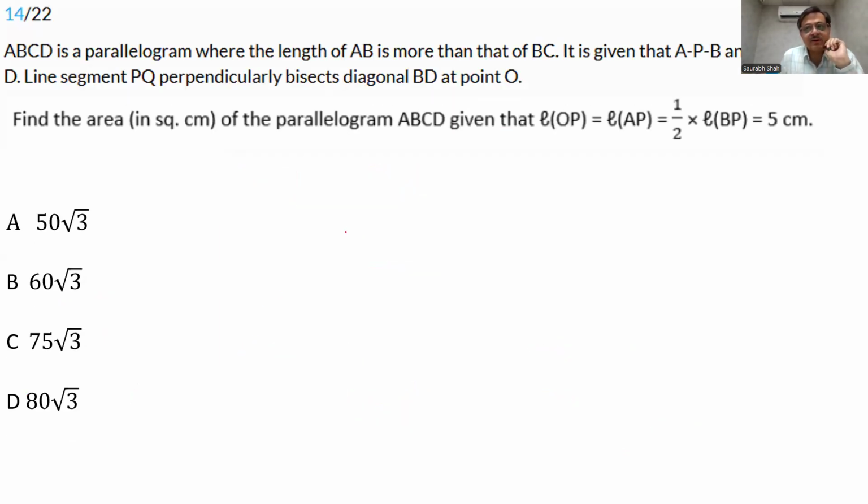Okay, a geometry question. ABCD is a parallelogram where the length of AB is more than that of BC. Let's try to draw any random parallelogram. We'll only ensure that the length of the parallelogram is more. We will make it a little more, just to ensure that the question conditions are satisfied. So we have a parallelogram here. Let's call it ABCD.